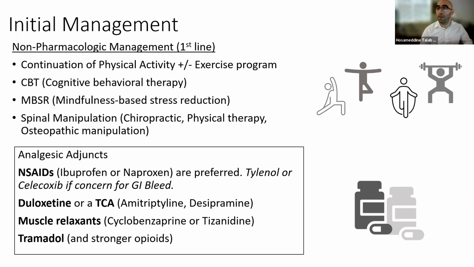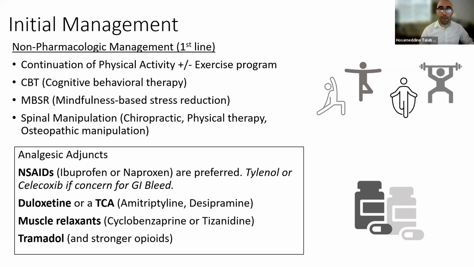Conservative measures include continuation of physical activity with or without an exercise program. The data hasn't really shown a significant clinical benefit versus just continued physical activity alone. Cognitive behavioral therapy can also be important, especially if the patient has a history of back pain. Also mindfulness-based stress reduction, and spinal manipulation. But for spinal manipulation, chiropractic care, and physical therapy, the data has not really shown a statistically significant benefit versus just continuation of physical activity.